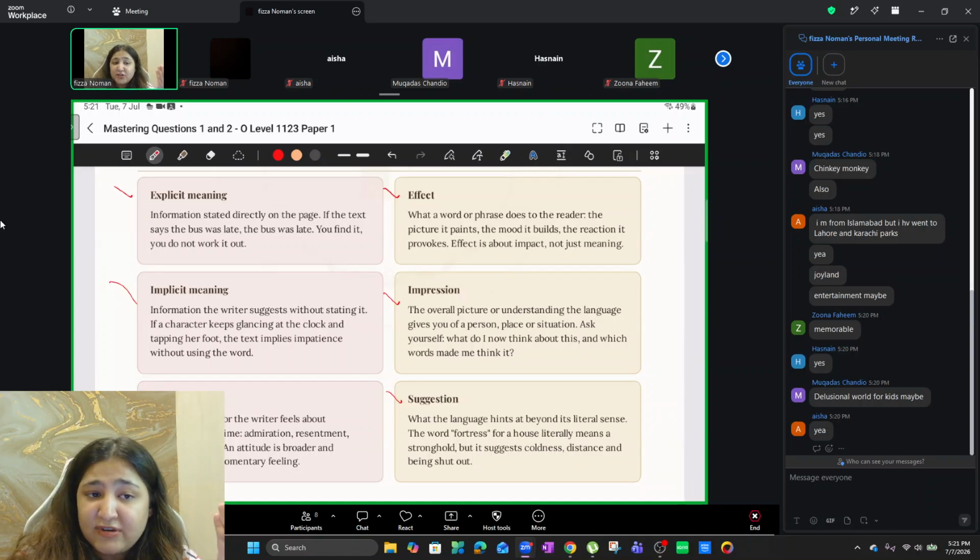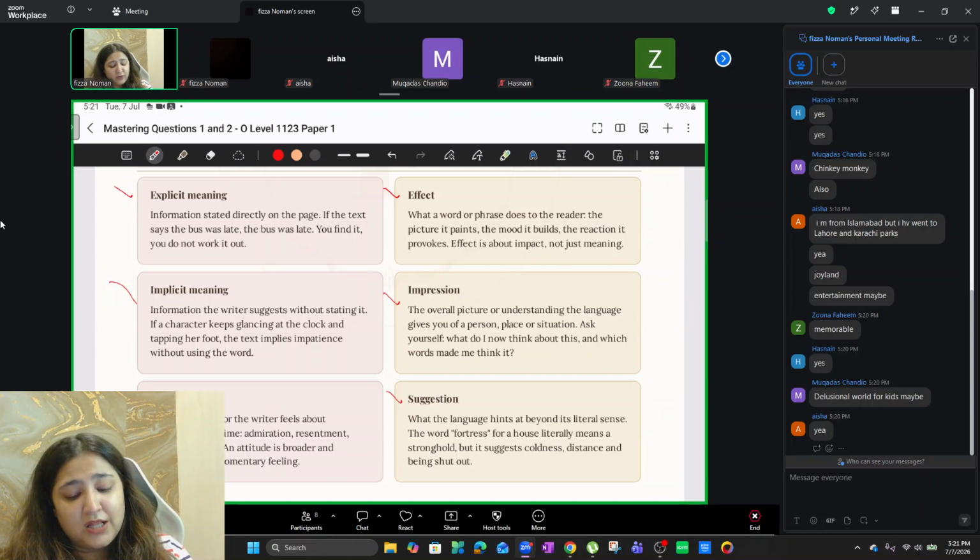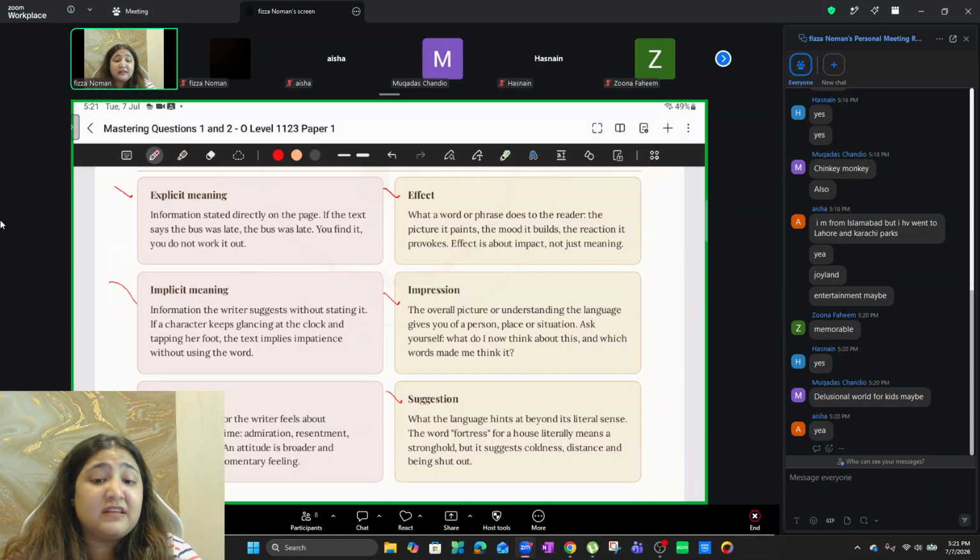So, impression questions will also come, and we'll tackle them when we get to it. Suggestion as well: what the language hints at beyond its literal sense. Read in between the lines. The word fortress for a house literally means a stronghold, but it suggests coldness, distance, and being shut out, right?